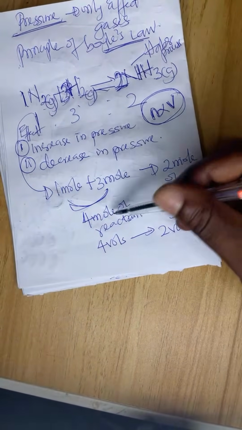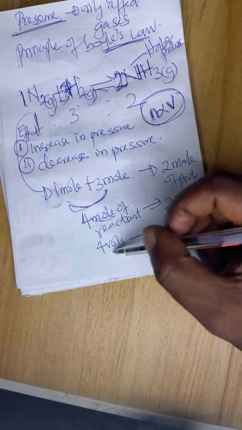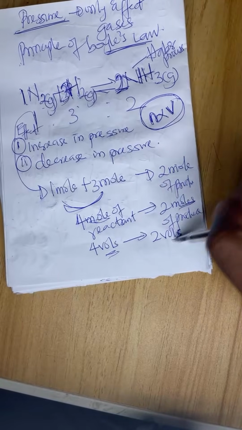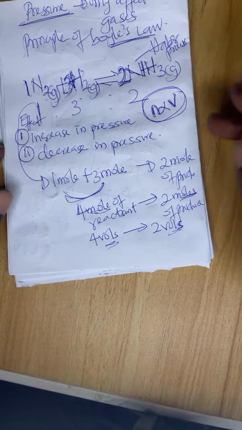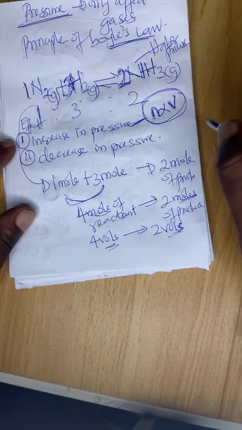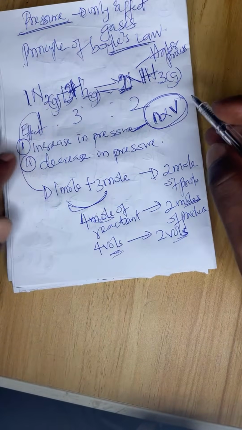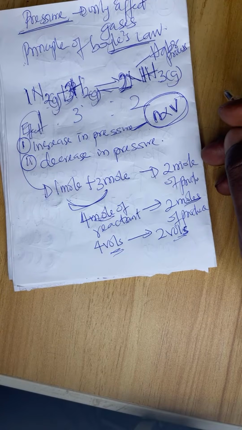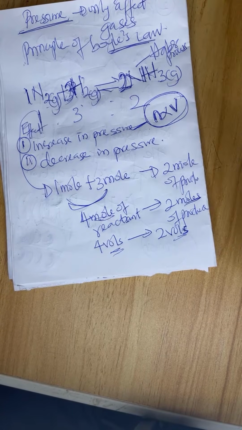It's just converting the moles to volume. 2 moles, 4 volumes. That's all. Now, let's go to increase in pressure. I said that we are using Boyle's law. In increase in concentration of the reactant, we favor what? It will favor forward.